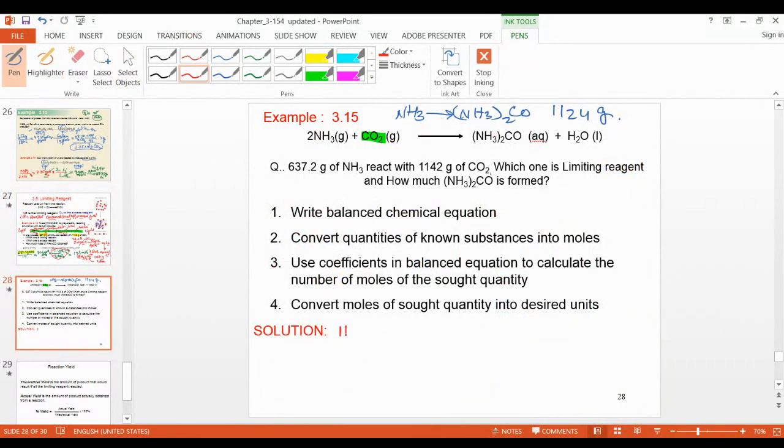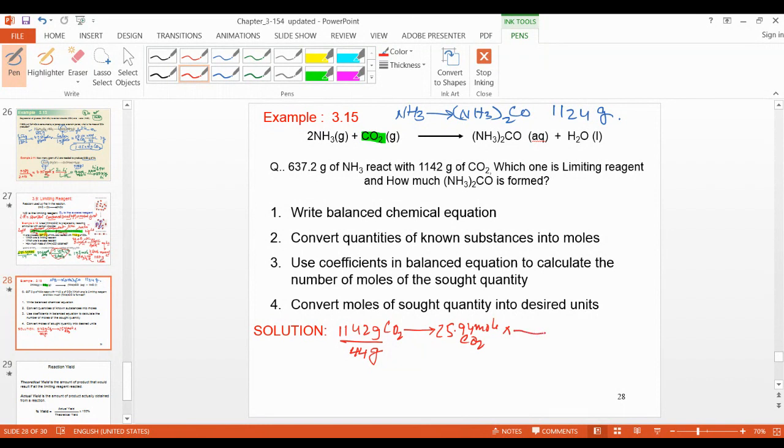So you start with 1142 gram of carbon dioxide, change to mole, so divide by molar mass of carbon dioxide, that is 44 gram you will take from periodic table. 1142 divided by 44, you will get 25.95 moles. This is moles of carbon dioxide.